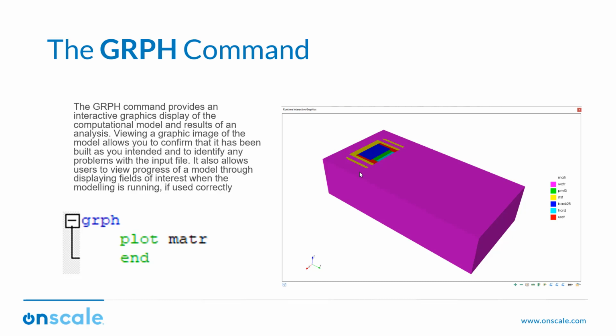So I basically generated it with Designer, and now I'm looking at the Analyst script. The basic function to plot the model is graph plot matt, where matt means material. This will plot in the runtime graphics the materials which are defined in your model.